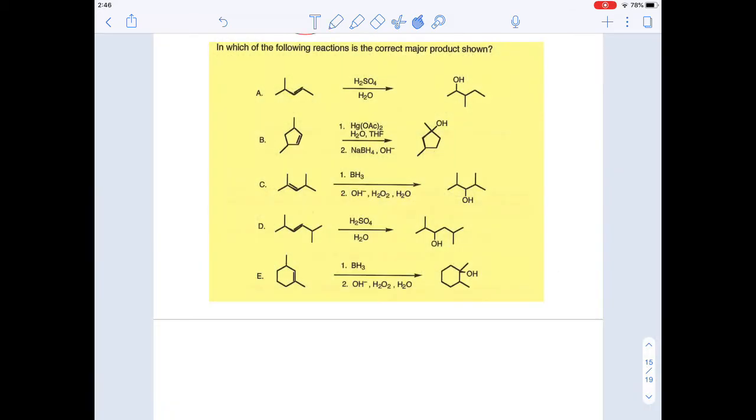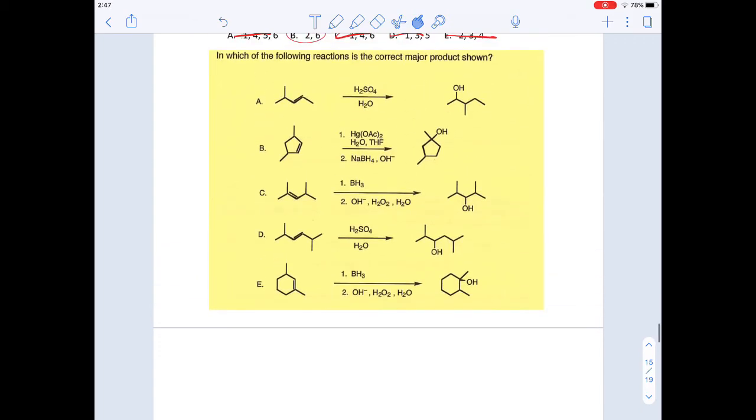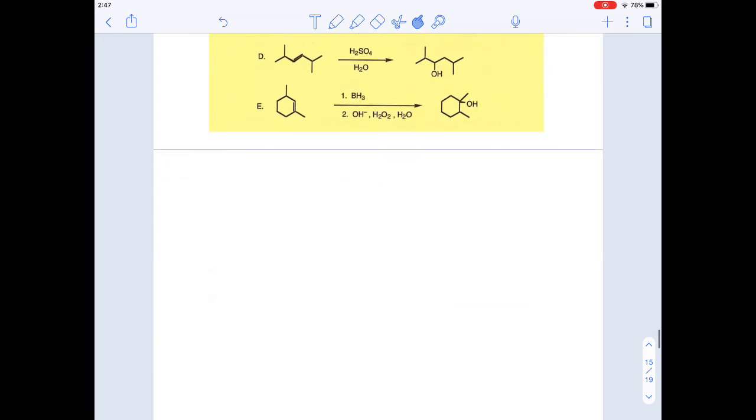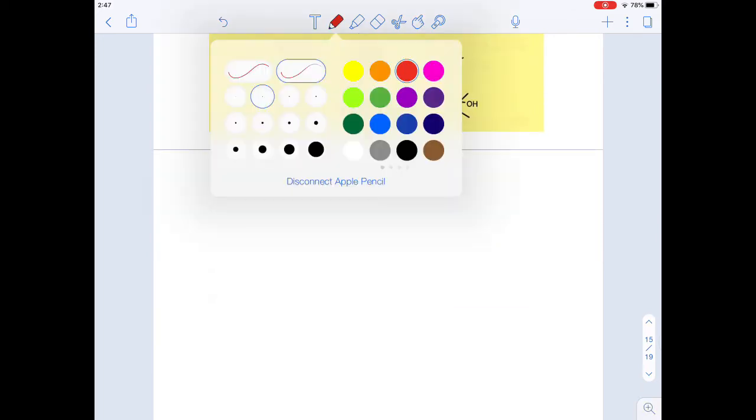So these types of questions are definitely going to be very popular on the exam. This one is from 2017, so I would definitely expect maybe even this exact question on your exam coming up. So let's go through it. You're going to hear my dogs fighting in the background because now they have found a toy. We're going to do each of the reactions in order and see which one of them gives the correct major product shown.